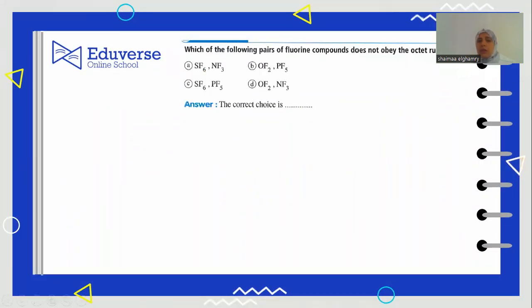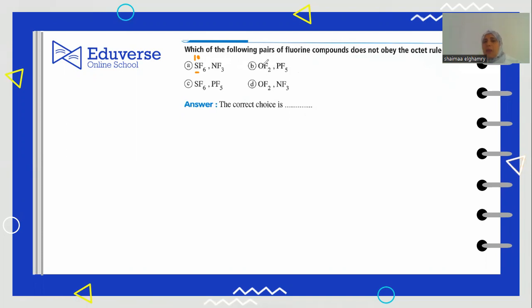Which of the following pairs doesn't obey the octet rule? Sulfur here is surrounded by 6 fluorine, so we have 6 bonds, so we have 12 electrons surrounding sulfur. Nitrogen in NF3 obeys the octet rule because nitrogen forms 3 bonds with fluorine with 6 electrons, and nitrogen has 1 lone pair of electrons, so it is obeying the octet rule. But the pair doesn't obey the octet rule. One of it doesn't obey, the other one obeys the octet rule.